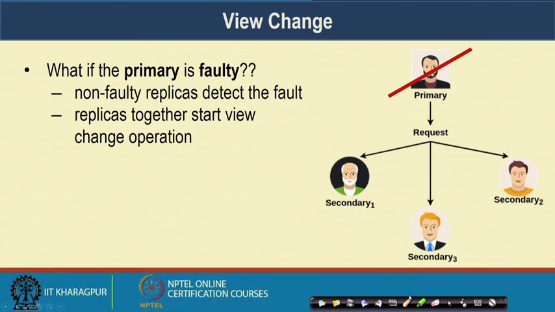In that case, the non-faulty nodes detect the fault. The backups detect the fault collectively and together start a view change operation. They remove the primary from the system, or rather the replica which was designated as the primary in view V will get changed, and another replica from the backups will be designated as the primary.